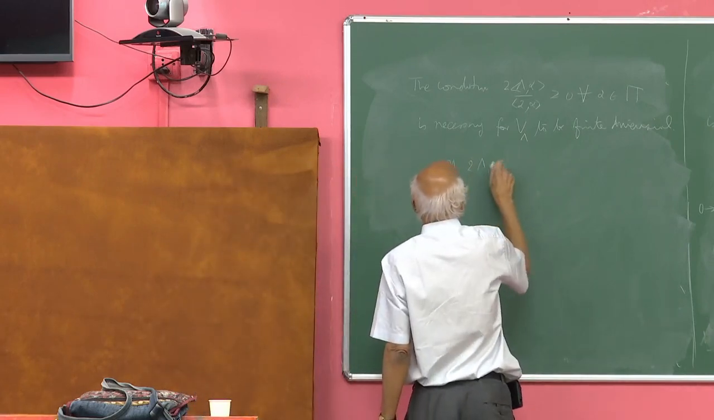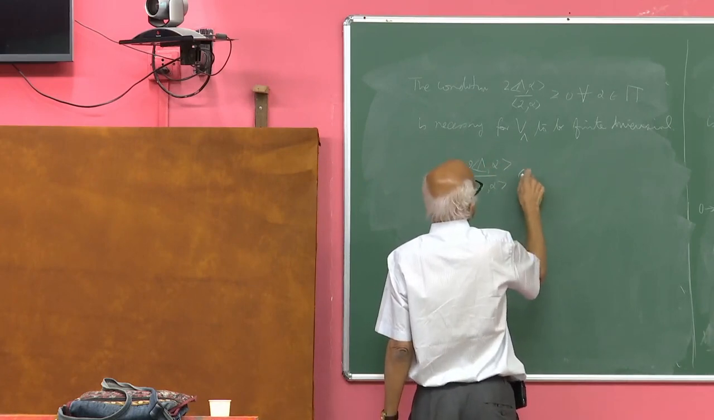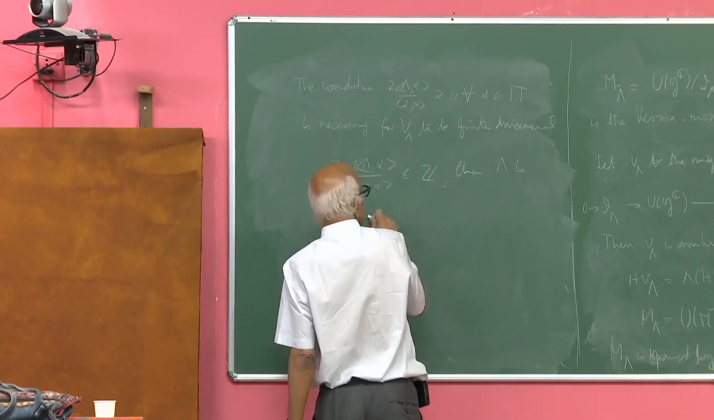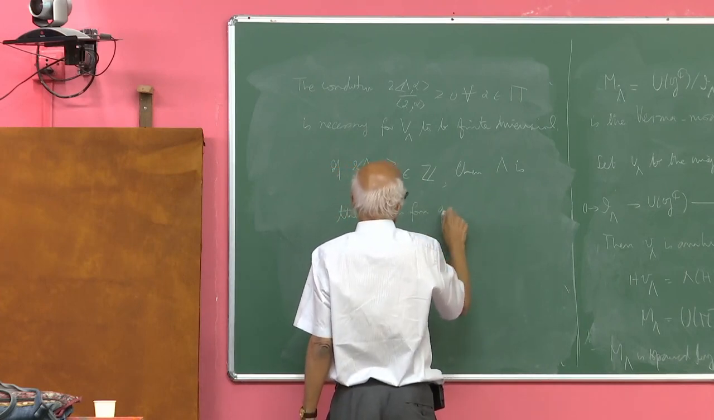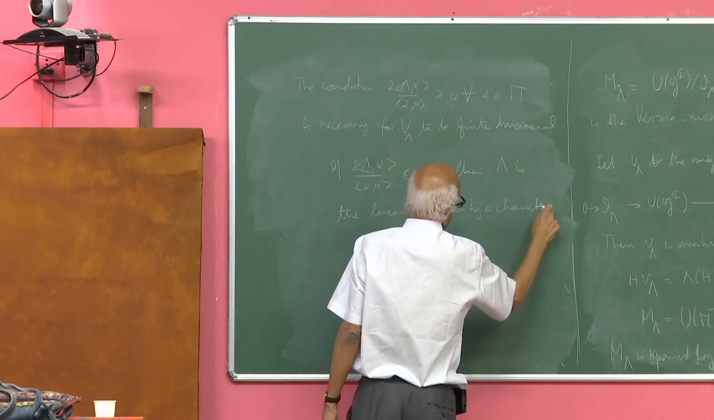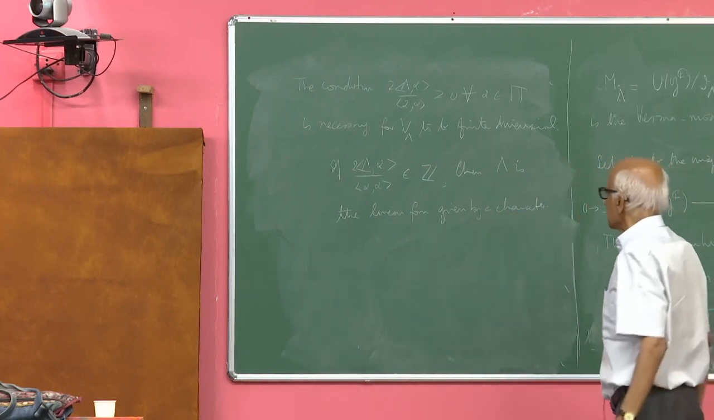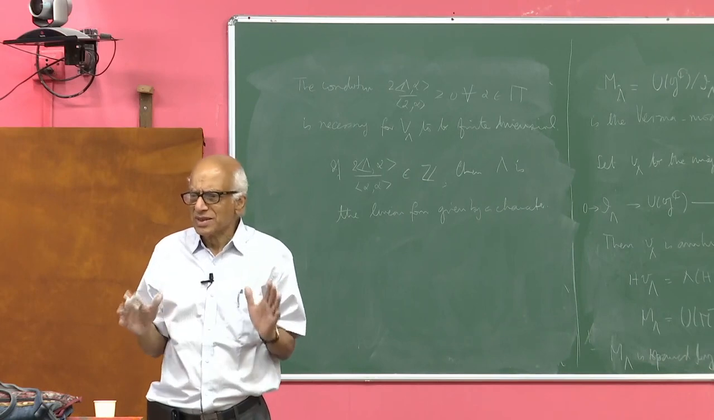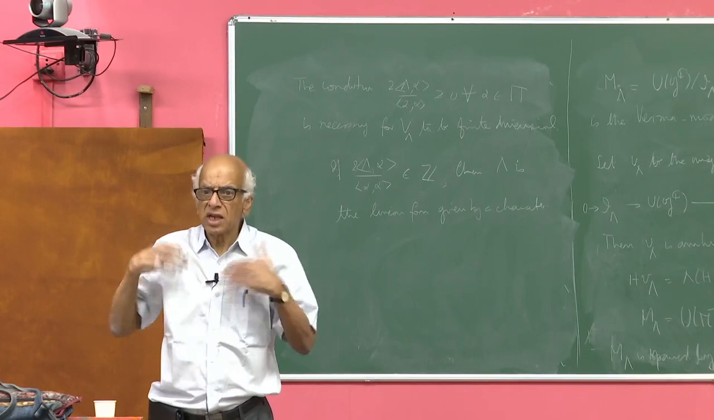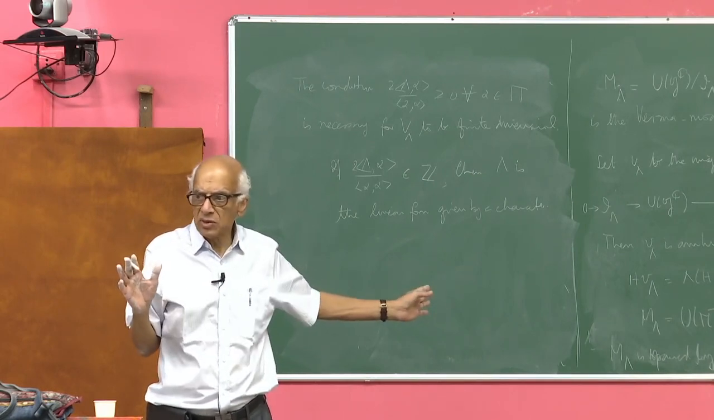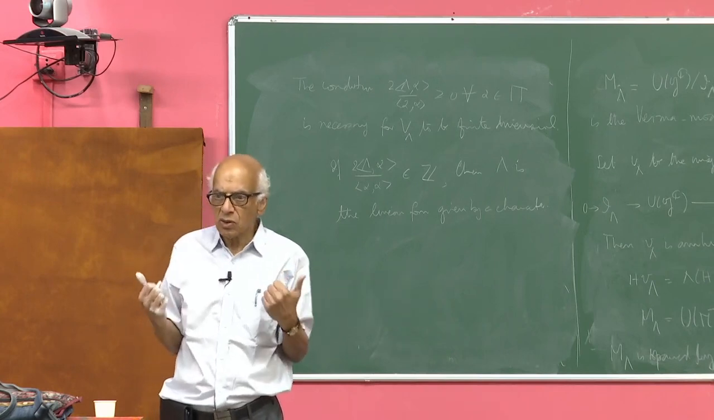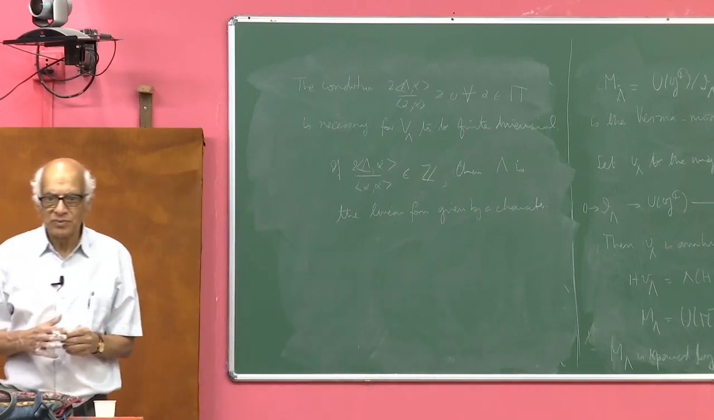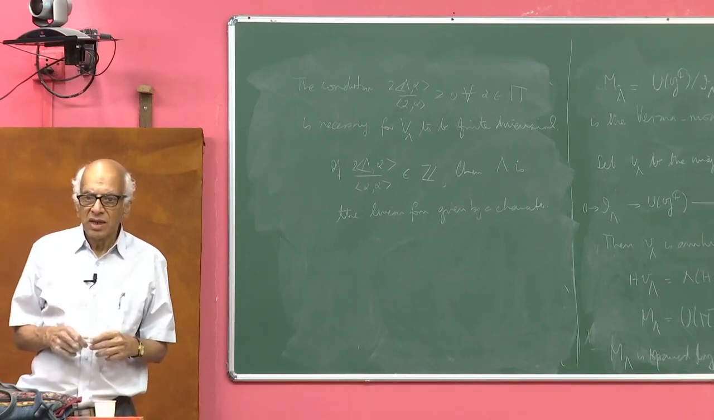If 2 lambda alpha by alpha alpha is in Z, then lambda is the linear form given by a character. So everything is broken up into eigenspaces for the torus itself. The point is that for the infinite dimensional representation, it's not clear the group operates in it. But luckily the torus operates, because of this fact. That's what I'm saying. Torus as a group, not as a linear algebra.